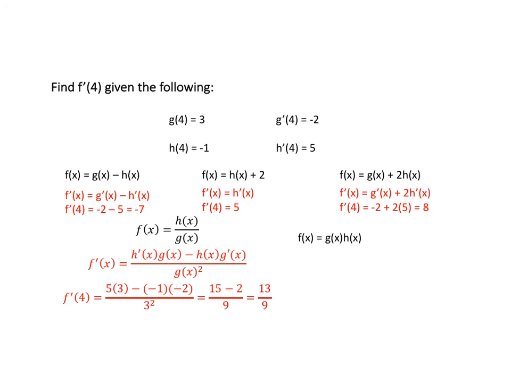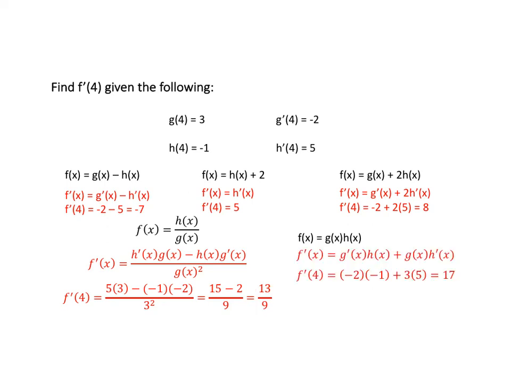All right, now we get into the quotient and product rule. So we've got f of x equals h of x over g of x. So f prime of x is going to equal derivative of the numerator times the denominator minus the numerator times the derivative of the denominator, over the denominator squared. So if we plug in for all of these, which we've all got up at the top here, we get this expression down below, which simplifies simply to be 13 over 9.